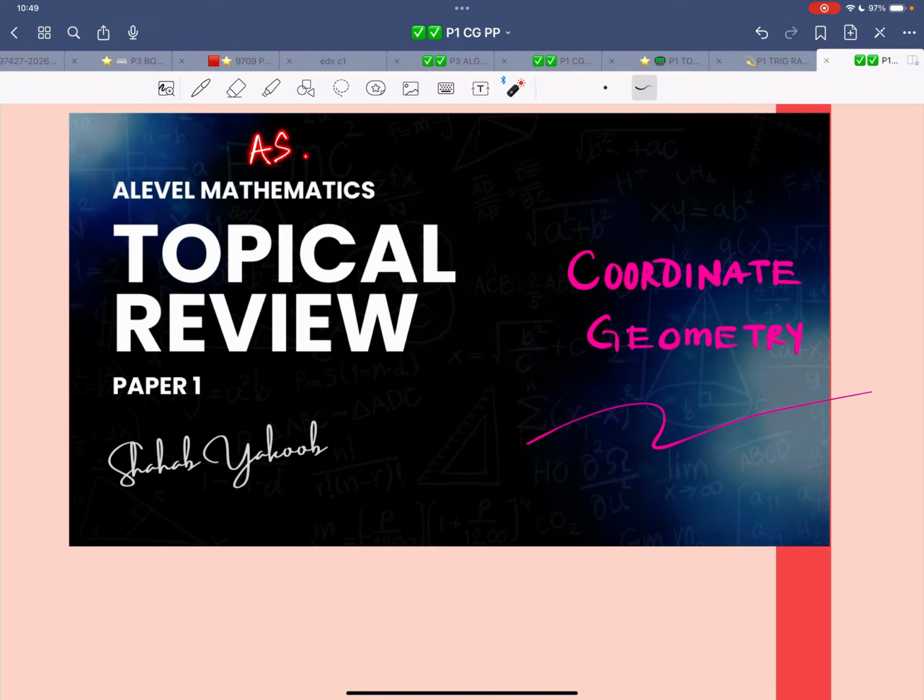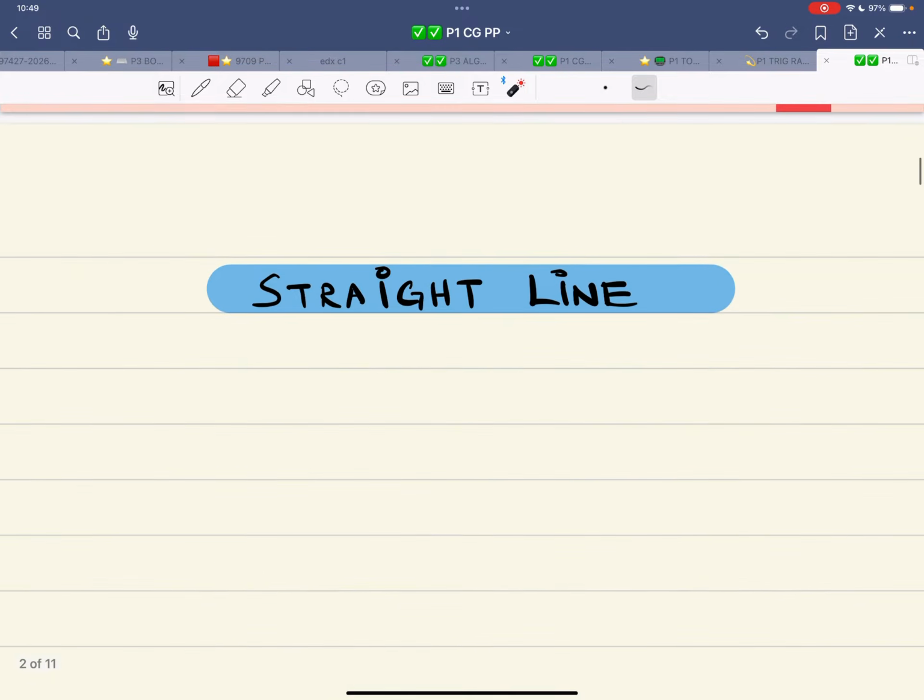I'm back again with AS level math and we are studying a topic of P1. Actually, this is the first topic that I get started with. Which topic is this? That is coordinate geometry. It's about straight line, it's about circle, but my focus is on straight line.